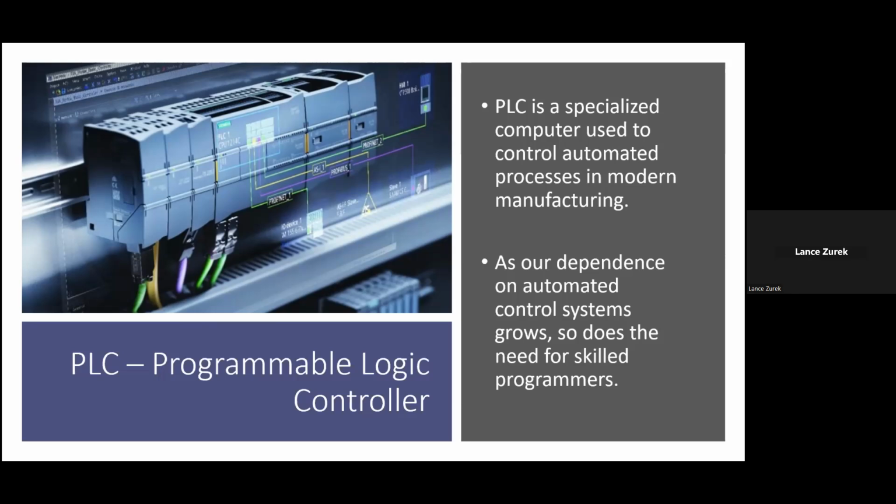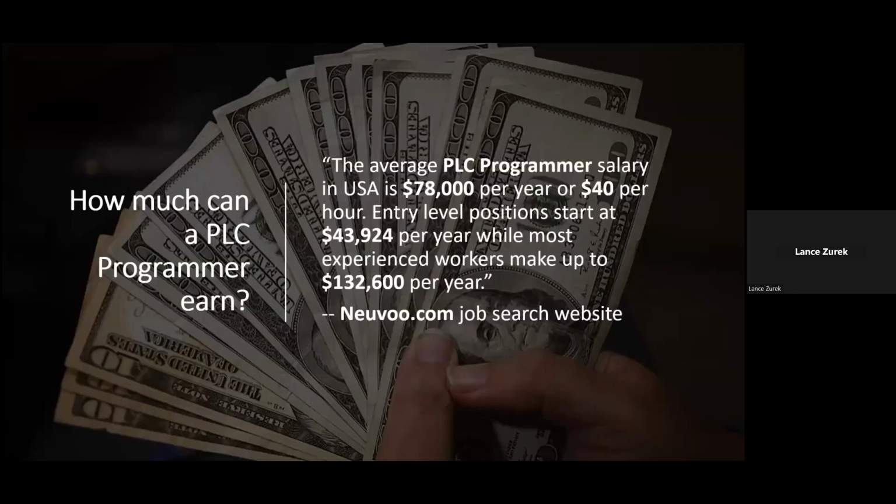These are going to be things such as an automated manufacturing plant. As the world of manufacturing becomes increasingly dependent upon these automated control systems, of course, the need for workers skilled in the programming of such systems grows exponentially. To get a clear idea of just how highly prized these kinds of programming skills are, here are some salary figures for PLC programmers as quoted from job search website nuvu.com. Quote, the average PLC programmer's salary in the USA is $78,000 per year or $40 per hour.